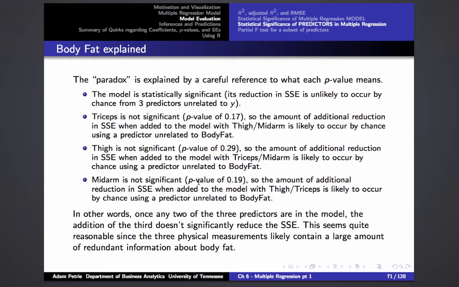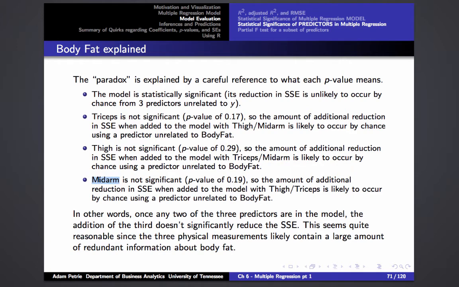All right, and same thing for mid-arm here. Mid-arm's not significant. The p-value is 19%. So what that is telling us is that once we know thigh and triceps, adding mid-arm into the model doesn't help us to predict y any better, essentially.